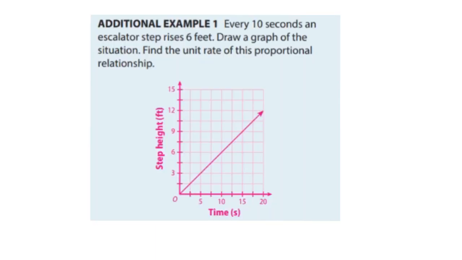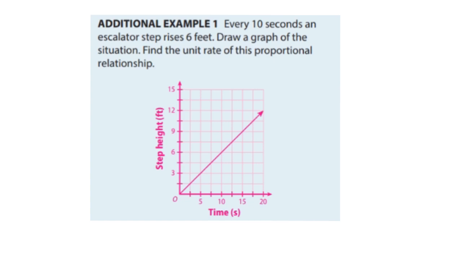So it's kind of hard to have you draw a graph on this because I haven't provided any graphs to you, but we will be graphing here pretty soon. So this additional example says every 10 seconds an escalator step rises 6 feet. Find the unit rate of this proportional relationship.